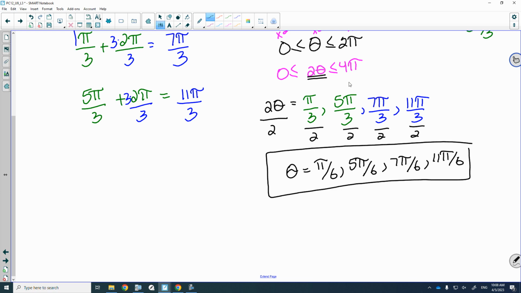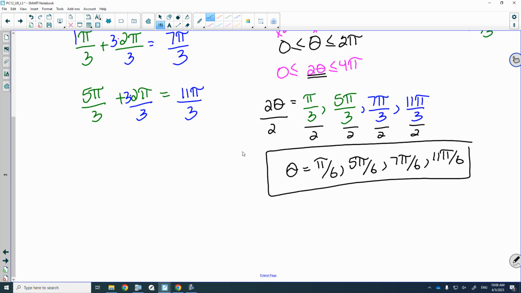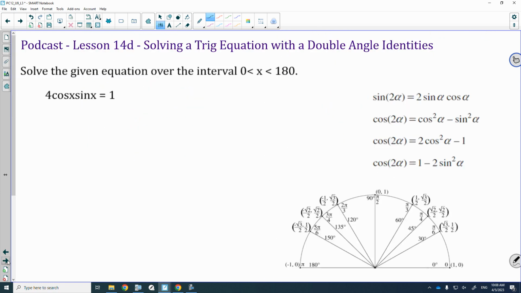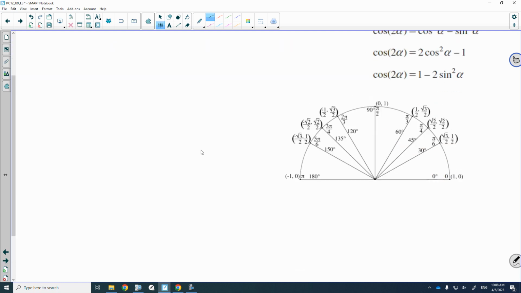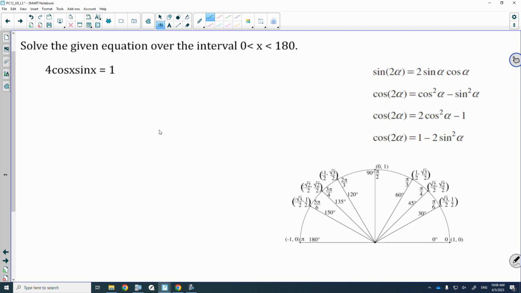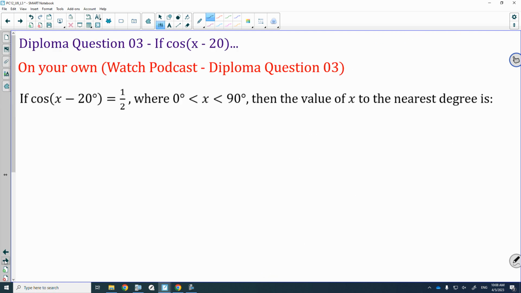Okay, let's do 2 more questions that are going to be different. One's going to be a diploma style question that I've seen before. And actually, before we do this one, let's do this one. Okay, so students look at this. I've seen a question similar to this on a diploma, and I'm going to show you how you could actually logic your way through this question.